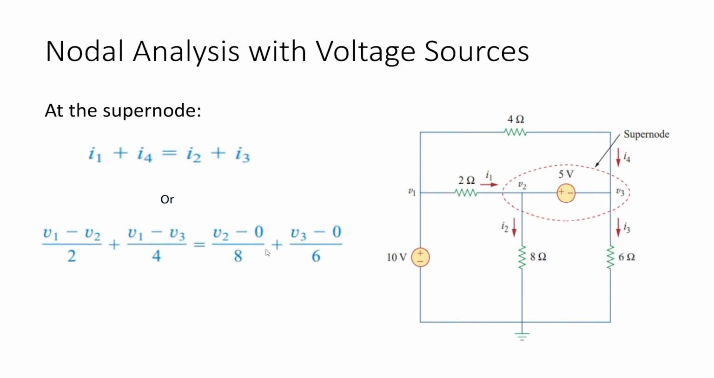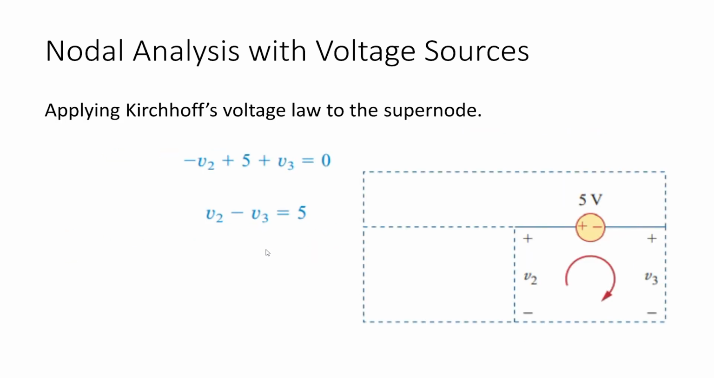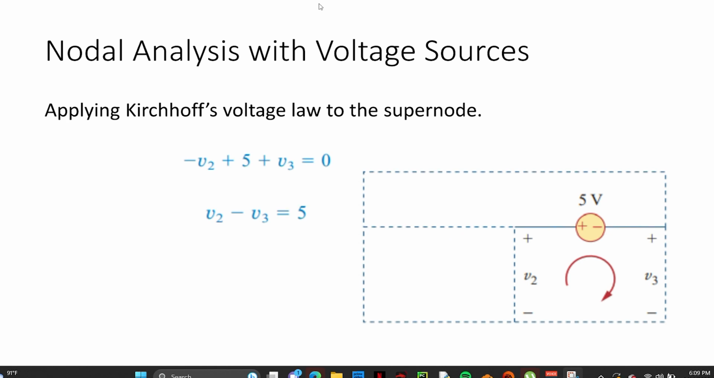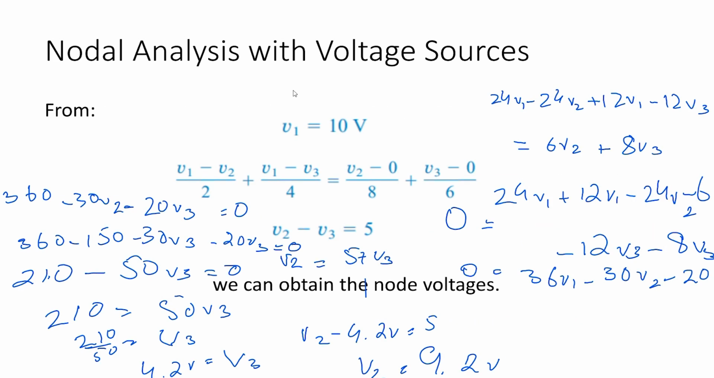Now, when we apply Kirchhoff's voltage law to the supernode, we follow this loop clockwise. Moving in the clockwise direction, we'll see that V2 is negative. Then we get to the 5 volt source, and then we move on to the positive V3, all of which should be equal to 0. Now, to get the voltage values, we can arrange it as V2 minus V3 is equal to 5.